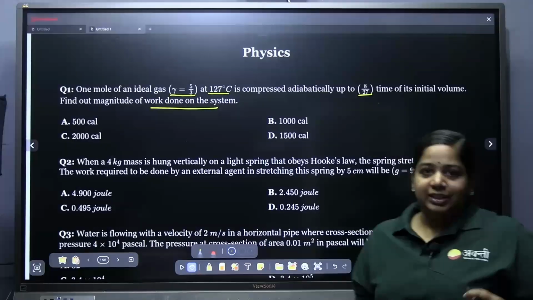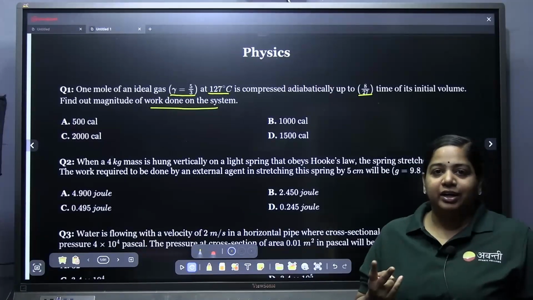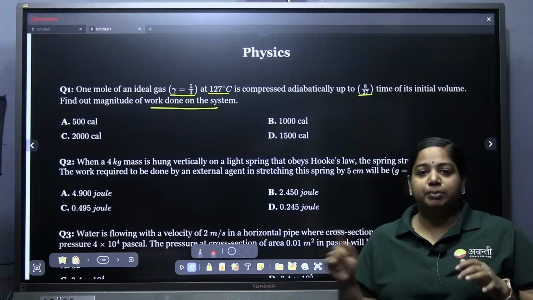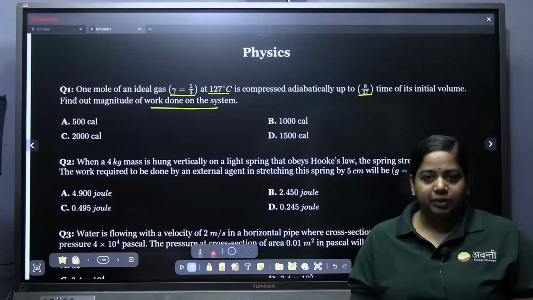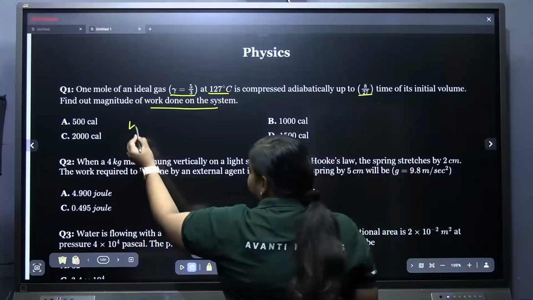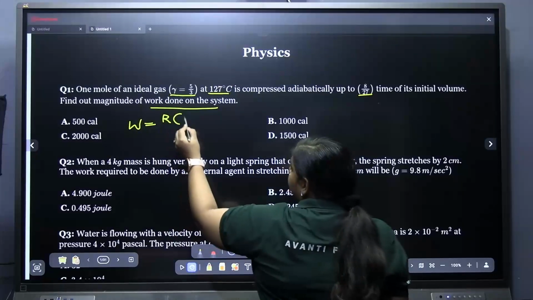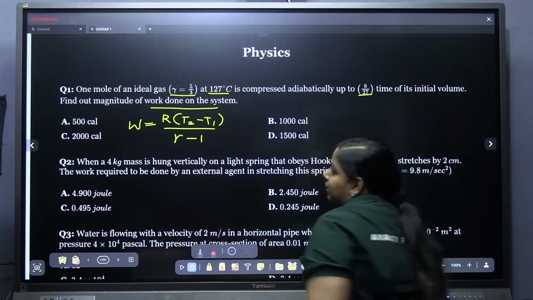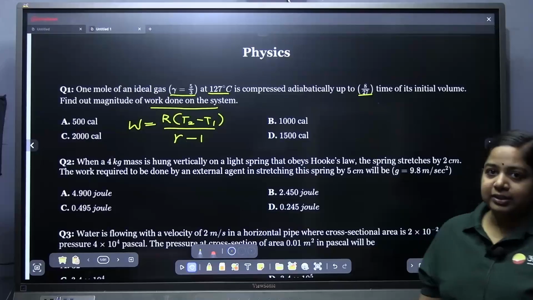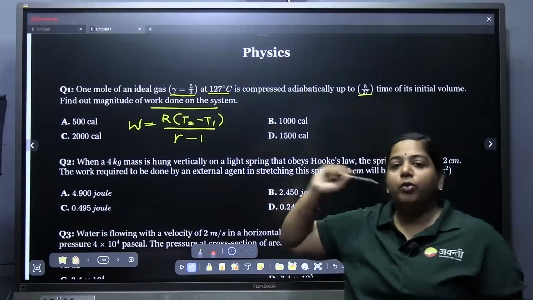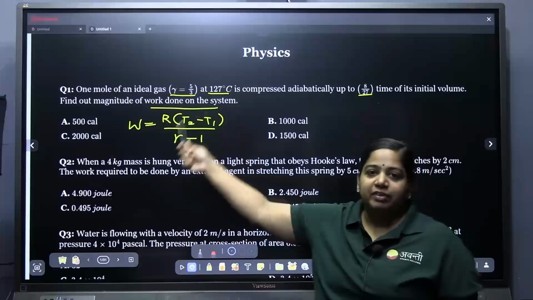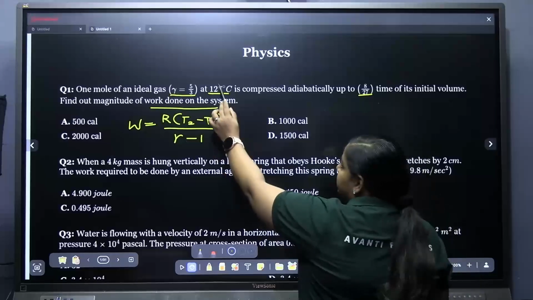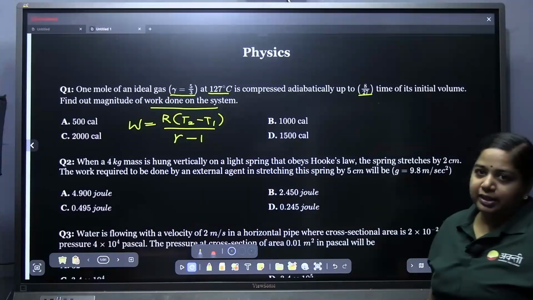So for this we have two equations for work done in an adiabatic process. One is P1 V1 minus P2 V2 divided by gamma minus 1. Another equation is work done equal to R (T2 minus T1) or (T1 minus T2) divided by gamma minus 1. These are the two formulas. Since temperature is given and we have no idea about pressure, we can use this equation for finding work done. But still only the initial temperature we have. We have to find the final temperature.